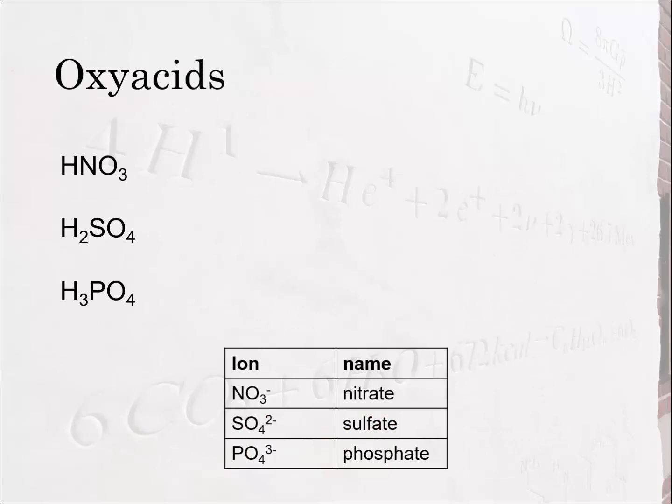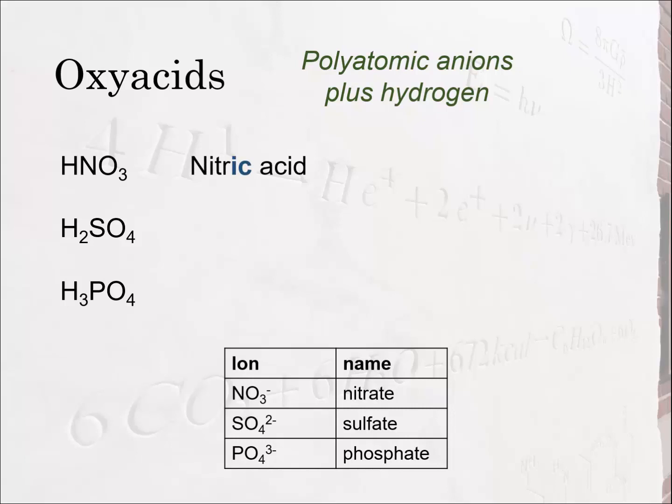Finally, we'll look at a common group of molecules called oxyacids. They're compounds of polyatomic anions plus the nonmetal hydrogen. They're acids because they produce the hydronium ion when dissolved in water, and they're named a little bit differently. Hydrogen isn't explicitly mentioned at all. Instead, the suffix of the anion is changed from ate to ic, and the word acid is added to the end of the name. For example, HNO3 is nitric acid.